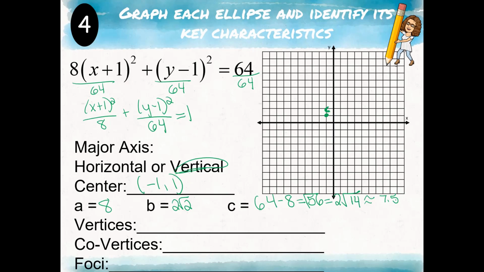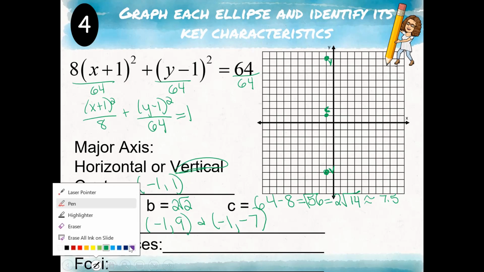Pretty close to that. So my vertices, remember that is my A value and I have to follow my directions. I said go vertical 8. So we're going to go vertical 8 from our center. Put that's a vertex. I'm going to go down 8. So that'll be 1, 2, 3, 4, 5, 6, 7, 8. And put that as a vertex. So I have ordered pairs of -1, comma 9 and -1, comma -7 for one of those ordered pairs there.